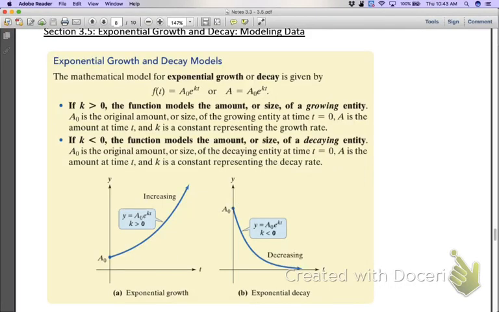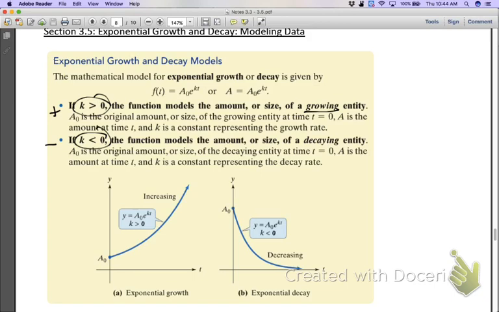Alright, with 3.5, exponential growth and decay modeling data, basically you have one formula, but the biggest difference is your K value: is it positive or is it negative? If it's positive, then it's going to be growth. If it is negative, then it will be decay. With this, the A sub 0 is your initial amount.